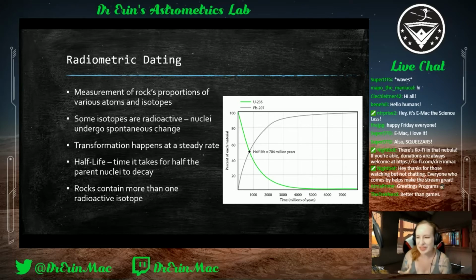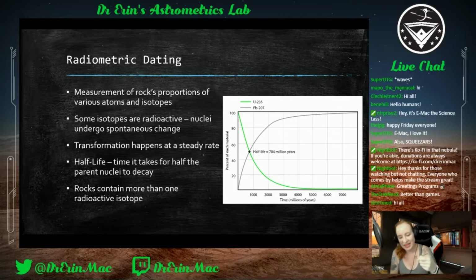With radiometric dating, we're measuring the rock's proportions of different atoms and isotopes. Remember, atoms are made up of protons and neutrons, orbited by electrons. The number of protons in the atom determines what element it is. So 2 protons is a helium atom, and 6 protons, that's usually the best one, is a carbon atom.